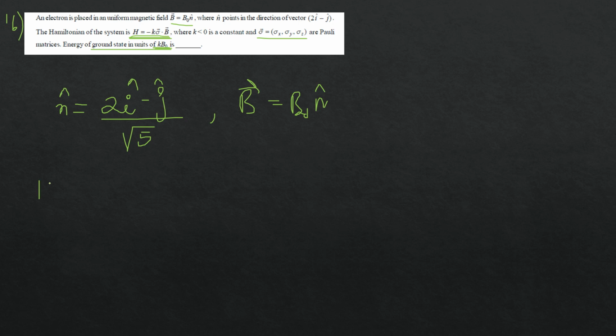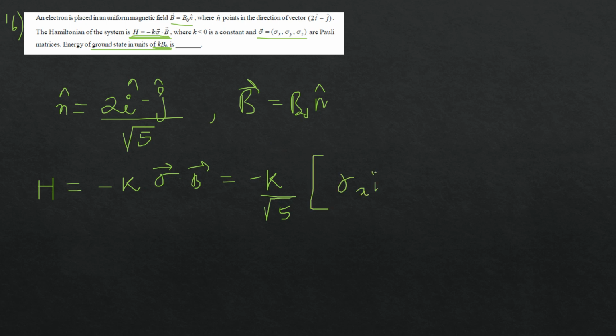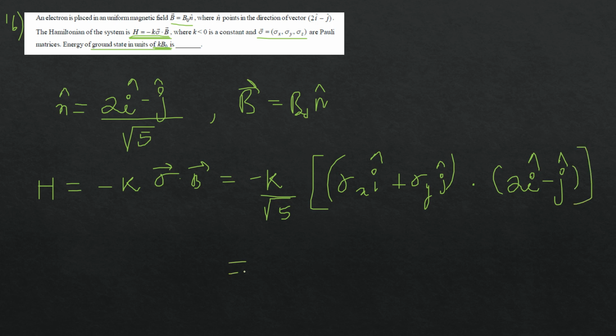So your Hamiltonian is minus k sigma dot B vector. That is minus k by root 5, root 5 I just took out. I can write sigma as sigma x i cap plus sigma y j cap plus sigma z k cap, but k cap is not here, so I just removed it. Dot 2 i cap minus j cap.